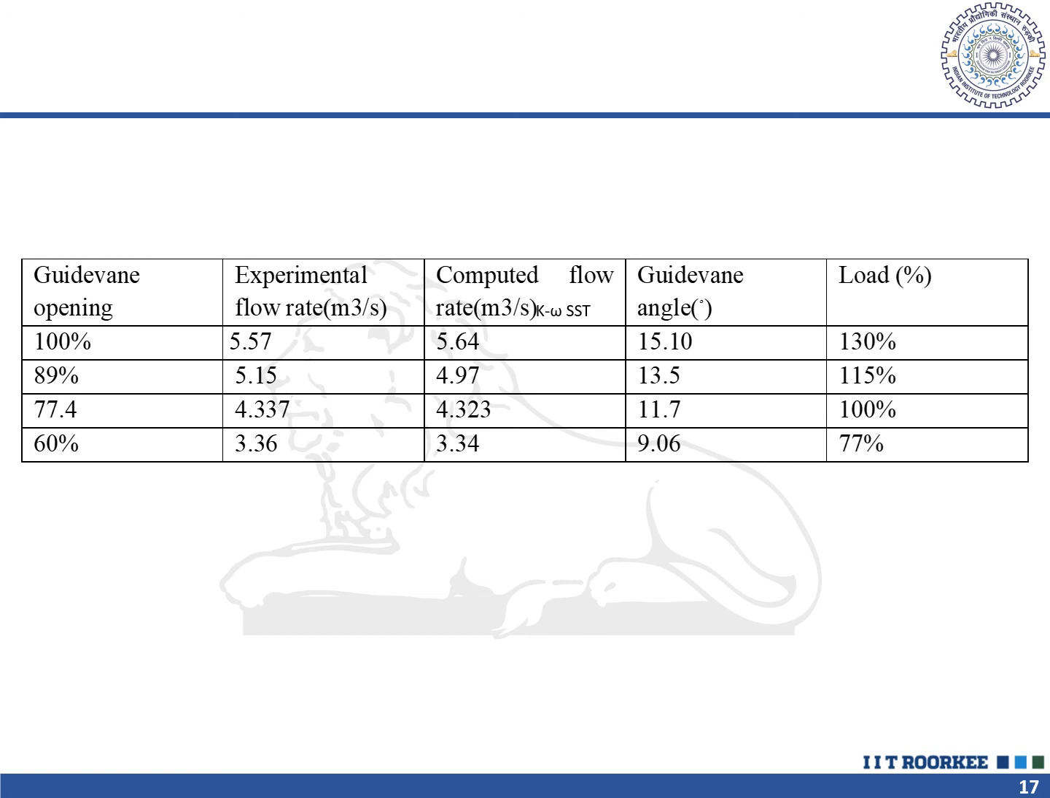77.4% guide vane opening angle is the BEP point for the turbine, and the experimental flow rate is 4.33 meter cube per second, and the computed flow rate is 4.323 meter cube per second, and the corresponding guide vane angle is 11.7 degrees. At a 60% guide vane opening angle, which corresponds to the 77% load. Thank you.